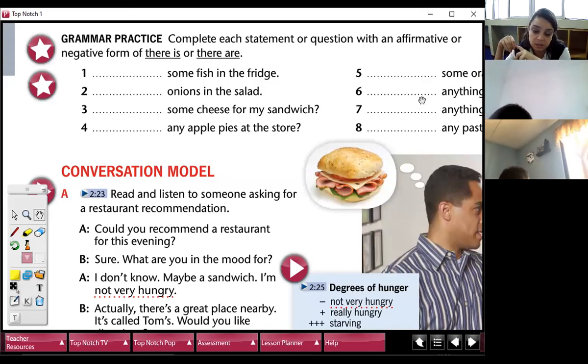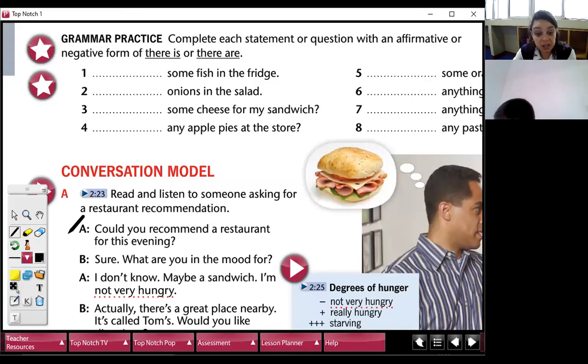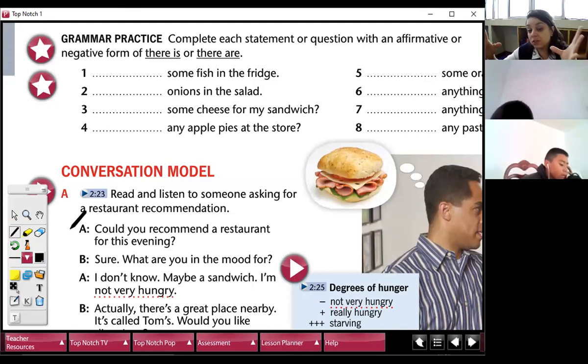The first one I think is there is. There is? Let me think. Some fish, yes. The first one, thank you for the answer. We are going to do it together. The first one is there is. Why? Because we cannot count. It's a group of fish. We do not say the fishes. Fish is like that. So yes, number one, there is.